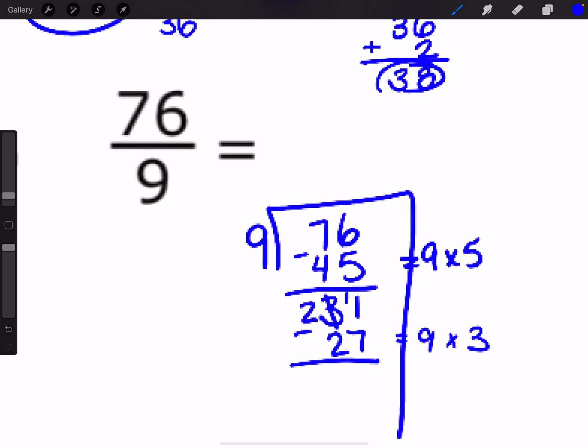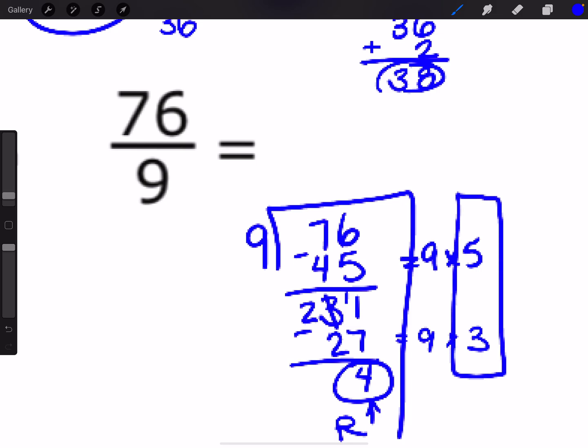We can't take 7 away from 1, so we need to borrow. 11 take away 7 is 4. 2 take away 2 is 0. So we have 4 left over. We can't take any more groups of 9 out, because if I take 9 out, it would be less than 0. This ends up being our remainder. We take our partial quotients, add them together. 5 plus 3 is 8. Then we have to make sure that we put the remainder on, because if we don't, it's not the correct answer. 8 with a remainder of 4.